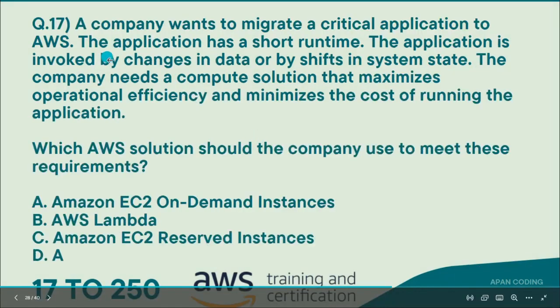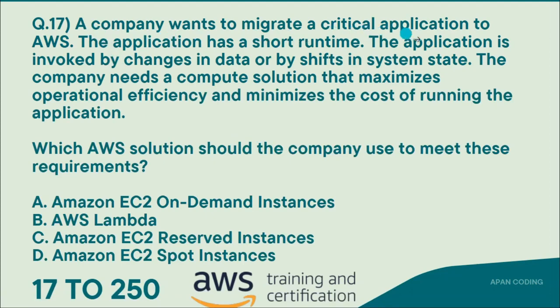Question number 70 is telling: a company wants to migrate a critical application to AWS. The application has a short runtime. The application is invoked by a change in data or by a shift in system state. The company needs a compute service that maximizes operational efficiency and minimizes the cost of running the application. Which AWS solution should the company use to meet these requirements? If you would like to answer, and it is correct, do comment with the timestamp.